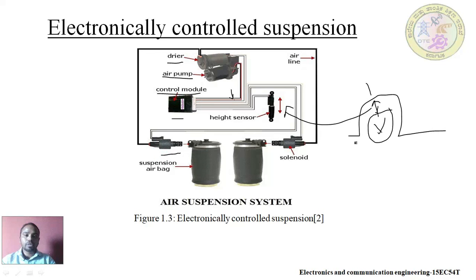If we want to reduce the distance between the wheel and the body, then the air dryer, I can say a pneumatic type pump, is used to suck the air out to reduce the distance. This is the air line. Dear students, in this way, the electronically controlled suspension system is used to maintain the damping of the vehicle both in the ride position as well as in the handling position.